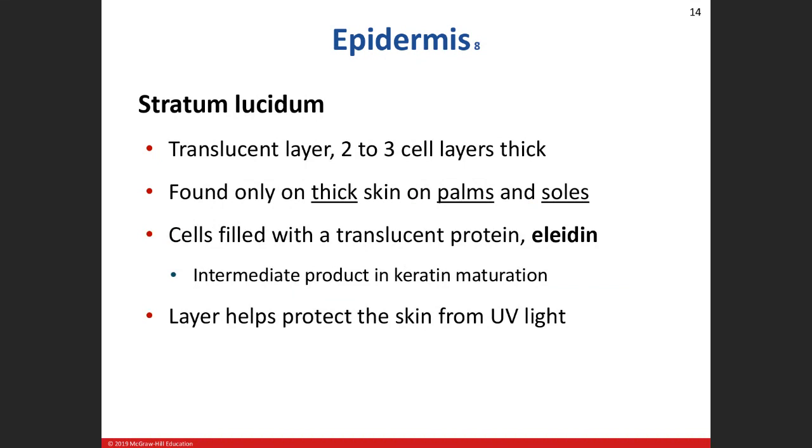The fourth layer is only present in thick skin. Again, it's not very thick. It's only 2 to 3 cells thick. But where we see this is in thick skin, so that's the palms of our hands and the soles of our feet. And it helps protect our tissues from ultraviolet radiation. And one of the things we do mention about it is during the process of keratinization, we have this protein there called eleidin. It's translucent or clear.